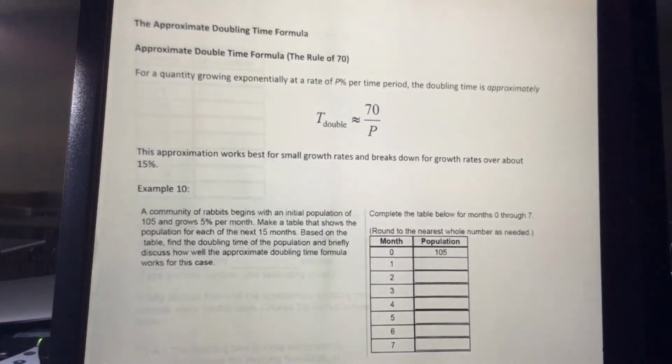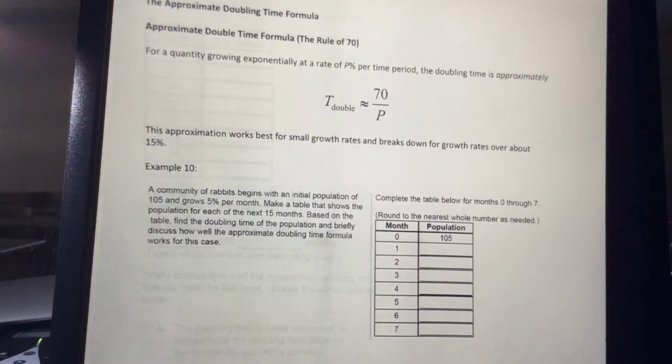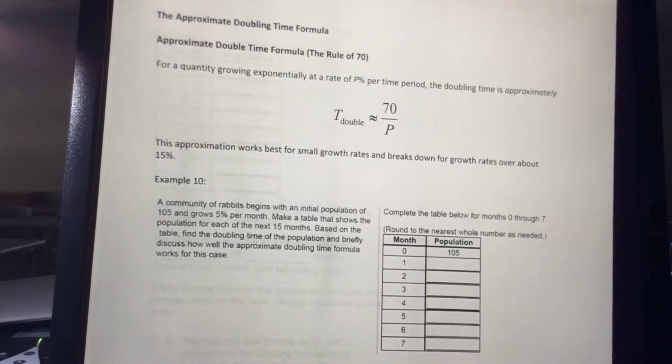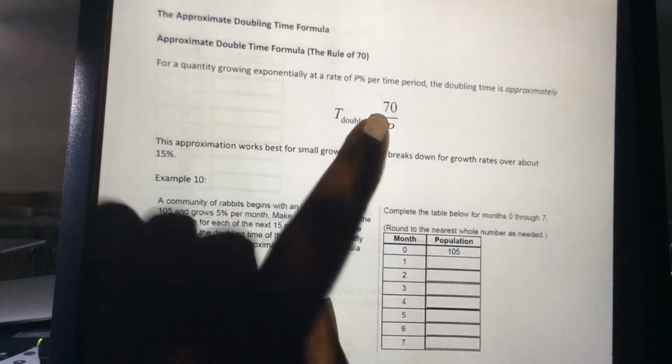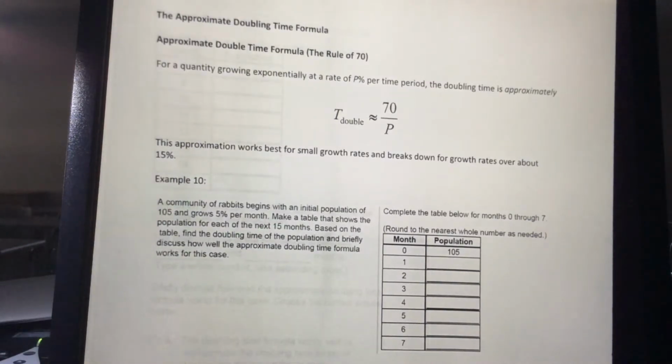All right, let's look at this right here, the approximate doubling time formula, which is going to be used for the rule of 70. For a quantity growing exponentially at a rate of capital P percent per time period, the doubling time is approximately this formula. T sub double is approximately 70 divided by P. Now you're not going to convert the percent to a decimal. You'll take that percent as is, and you'll do 70 divided by that. Now this approximation will work best for small growth rates, but breaks down for growth rates over about 15%. So if it's less than 15%, it would work. But over that amount, then that formula will start breaking down.